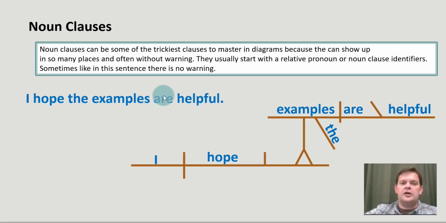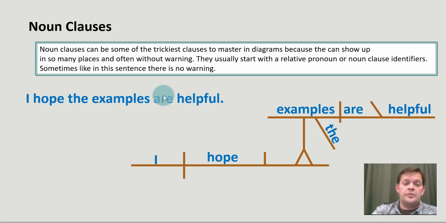A noun clause can be some of the trickiest clauses to master in diagrams because they can show up in so many places and often without warning. They usually start with a relative pronoun or a noun clause identifier like "that." Sometimes, like in this sentence, there is no warning.